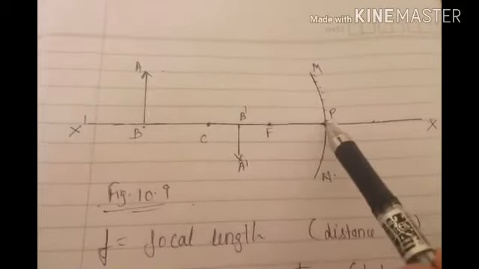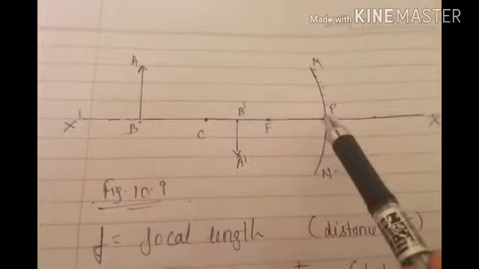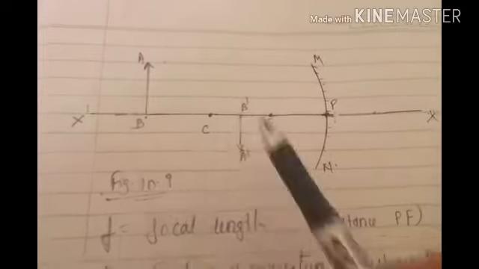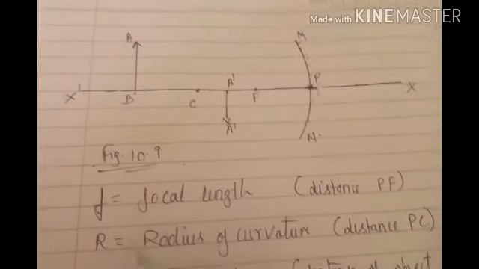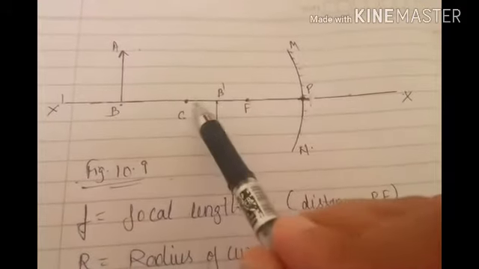Similarly, if you are told the radius of curvature is say 6 centimeter, radius of curvature is represented by R. So R is equal to, you won't take plus 6, because the distance from here to here is 6 centimeter.